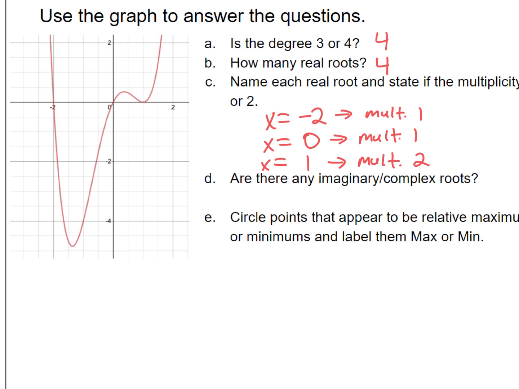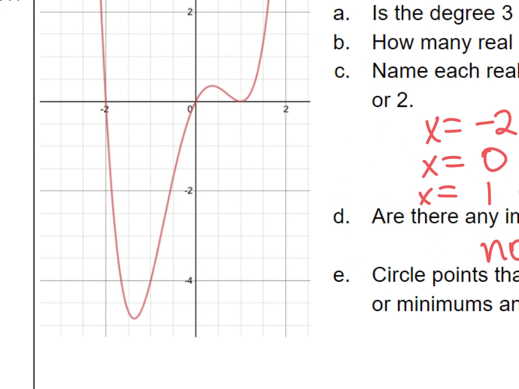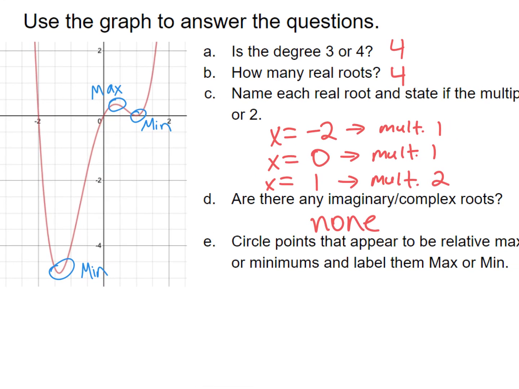How many imaginary then? We know real plus imaginary has to equal the degree. So how many would that mean? None. 0. Or we could just put none. And then circle any points that might be maxes or mins. So those are just any low or high turning points. Bottom is a min. Top, this guy? Max, yep. And then bottom is a min. Good. That's it. That was very, very similar to the example that we already did.